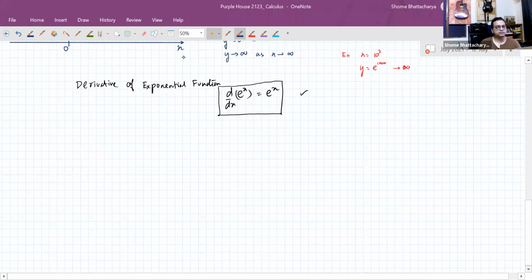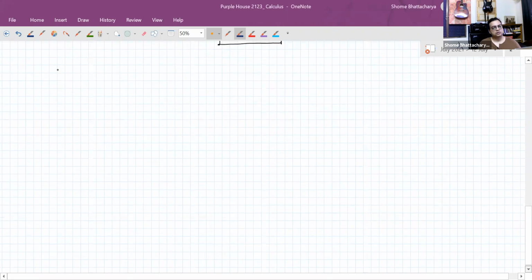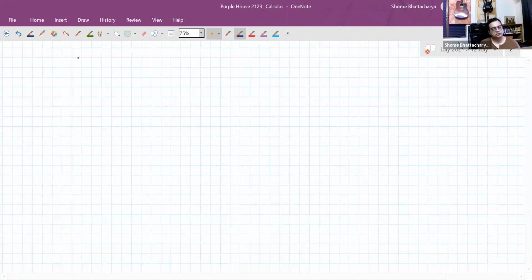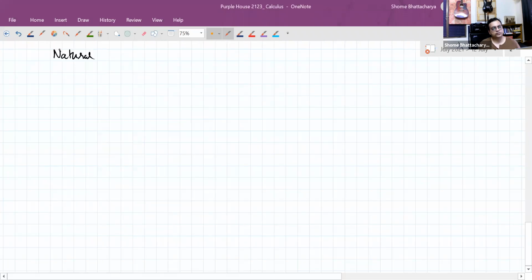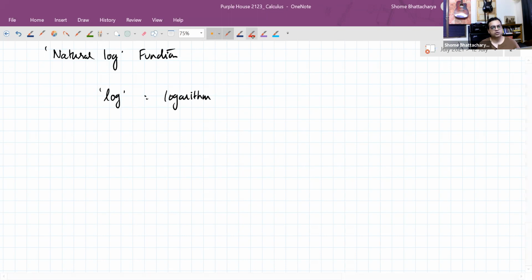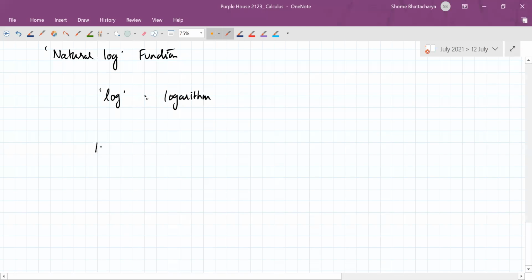Okay. Now let's come to the final formula of our series. Natural log function. This term log is actually short form for logarithm. You are supposed to be familiar with logarithms, but I don't know because of last year's situation in class 10th, how many of you have studied logarithms or not. So I'll just take you through the basics. It's a new term for you.